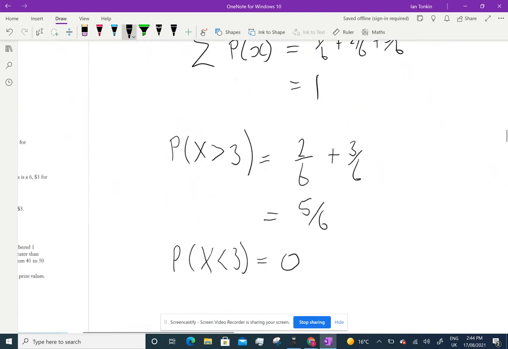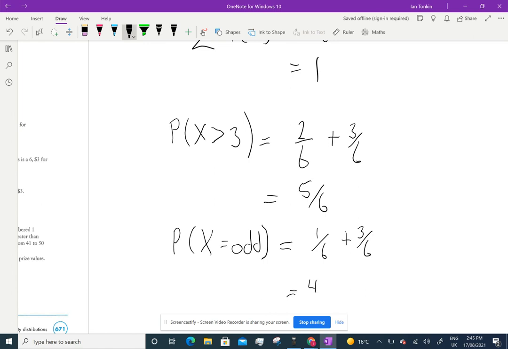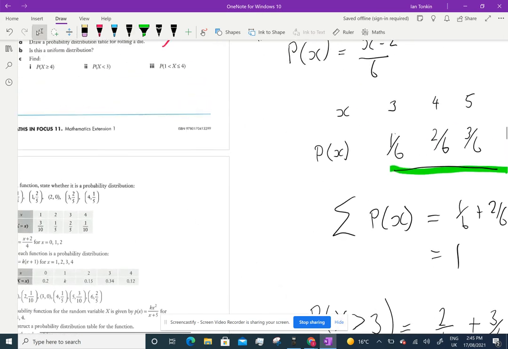P of X being odd. So that was wrong. P of X being odd. So what's the probability the discrete random variable is odd? Is 3 an odd number? Yeah, it is. 1 on 6. Is 4 an odd number? No. Is 5 an odd number? Yeah, 3 on 6. 1 on 6 plus 3 on 6 is 4 on 6. I'd like to leave it like that. You can bring it down to 2 on 3. That's up to you.